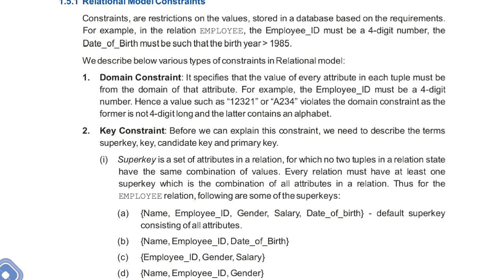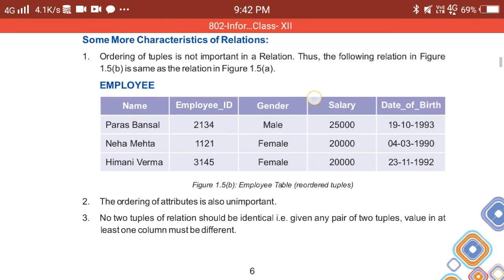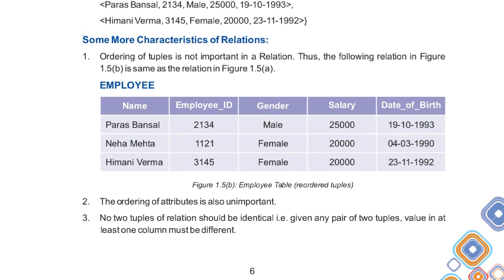Okay, so what it means, see in the employee relation there are the following attributes: name, employee ID, gender, salary, date of birth. Okay, so in this you can see that not more than one tuple has the same value. Like you can see in salary attribute, Neha Mehta and Himani Verma have the same salary. Okay, so in this, salary attribute is not a super key.